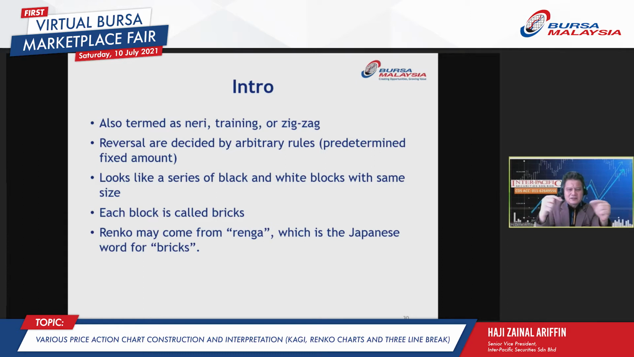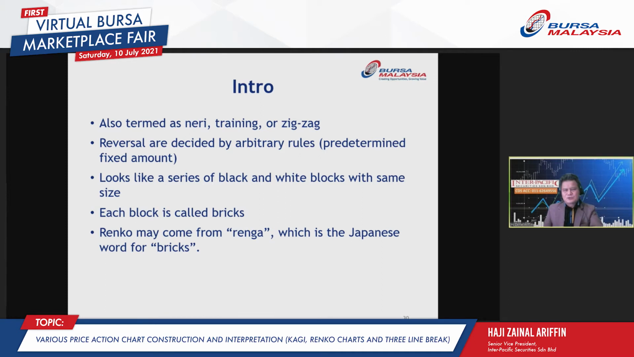And the reversal is decided by a predetermined amount, which means that we decide what the reversal size is. If you are looking for the short term, the reversal size will be smaller. If you are longer term, the reversal size will be bigger. So it depends whether you are short term or long term.